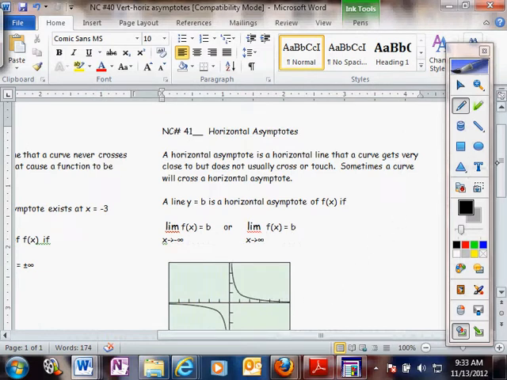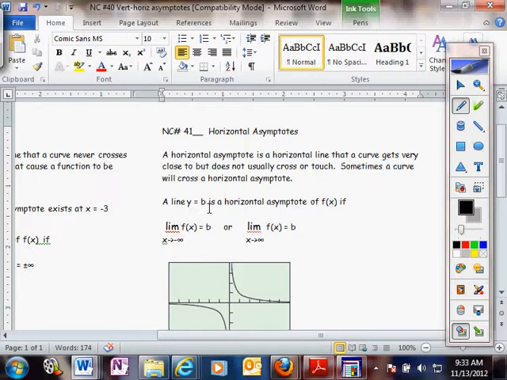Now let's talk about note card 41 and horizontal asymptotes. A horizontal asymptote is a horizontal line that a curve gets very close to but does not usually cross or touch. So on vertical asymptotes, going back to note card 40, the function will never ever cross or touch a vertical asymptote. The difference with horizontal asymptotes is that they usually do not. Sometimes they do, they usually do not touch or cross a horizontal asymptote. So it says sometimes a curve will cross a horizontal asymptote, so that's just to let you know.